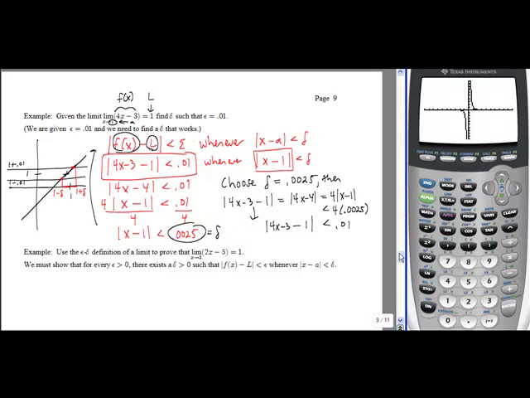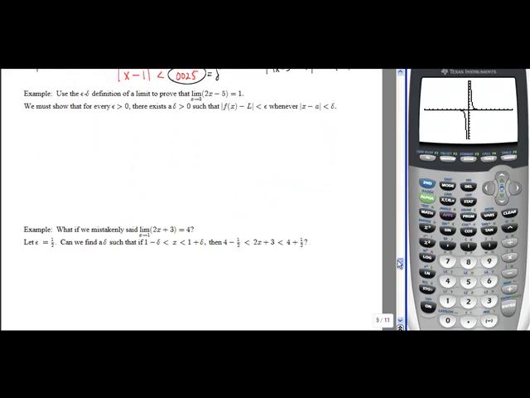Okay? All right, let's try another example, very similar. This time we want to use the epsilon delta definition of a limit to prove that the limit as x approaches 3 of 2x minus 5 is equal to 1.